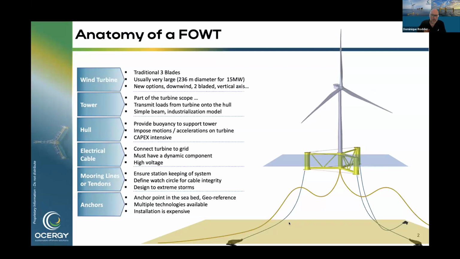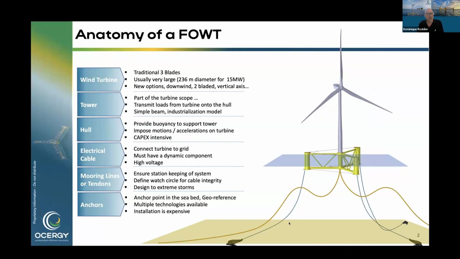A little bit of background on what is a floating wind turbine. It is first and foremost a hull that is supporting a wind turbine. So the wind turbine is the electricity generation. It's a big turbine, except that instead of burning gas, it uses the wind to spin. As it spins, it creates electricity, and the electricity is transmitted to shore.